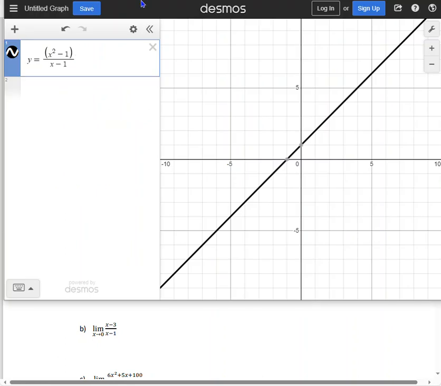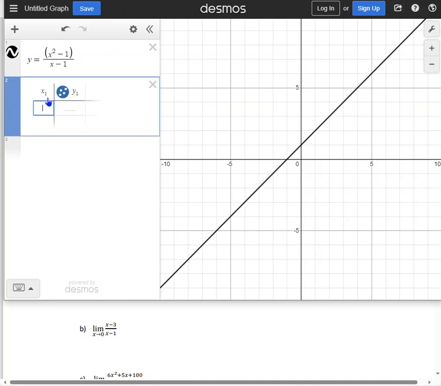I'm going to pull up Desmos. So here's my function. Y equals x squared minus 1 over x minus 1, right? But I want a table of values, right? Numerically means I'm going to use a table. Now, I'm going to take out this function entirely.